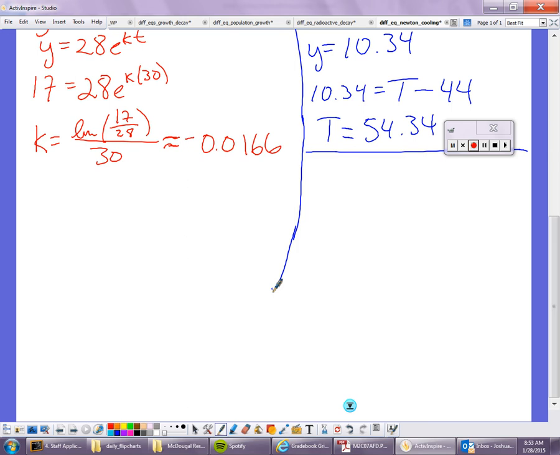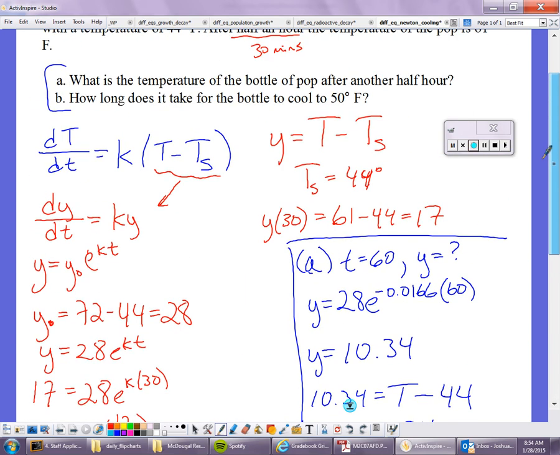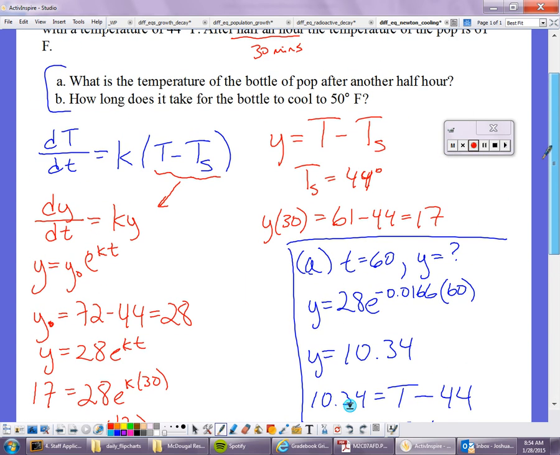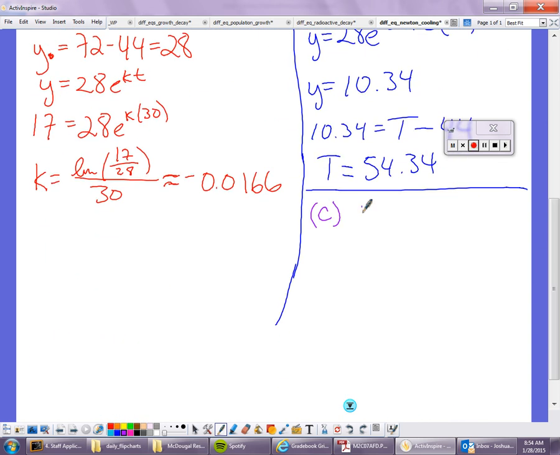All right, so let's do the last part here, C. C is asking us, how long does it take for the bottle to cool to 50 degrees? So T equals 50. That means Y equals 50 minus 44 equals 6. So we're looking for the time when Y equals 6. So we'll have 6 equals 28 e to the negative 0.0166 t. We're looking for that t.